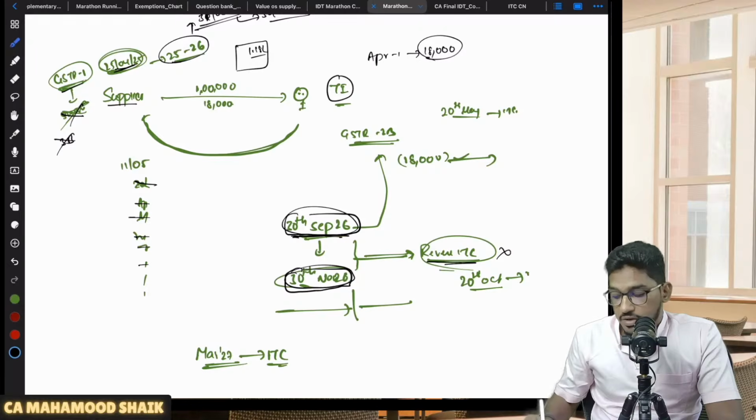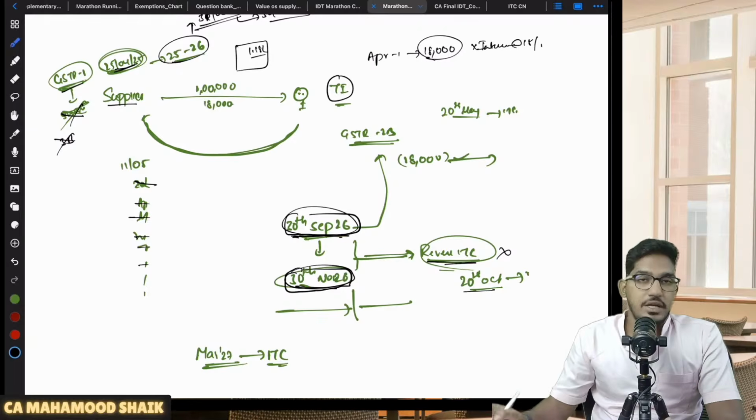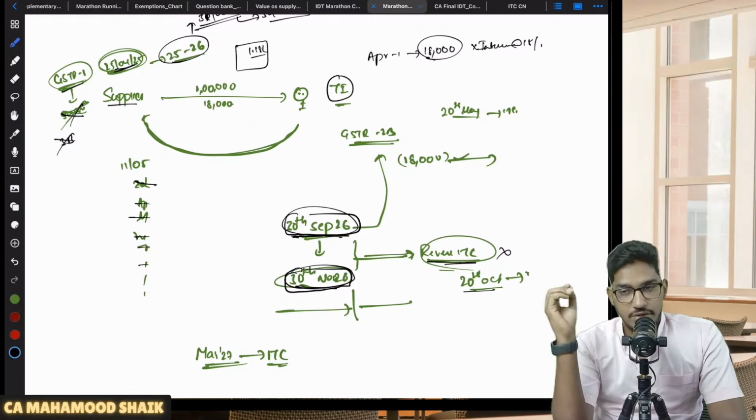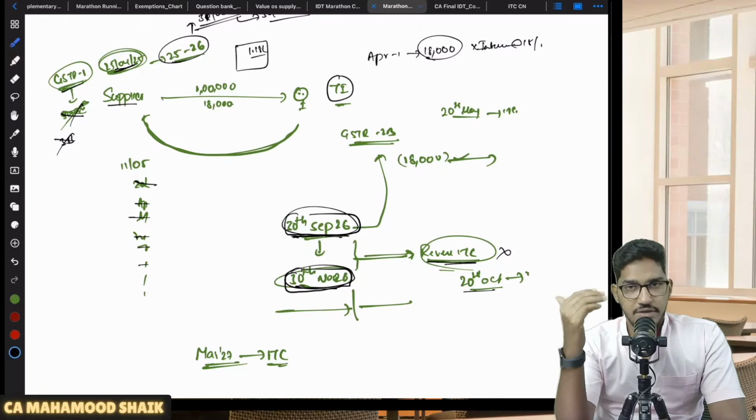So you have to reverse that input tax credit. In case you are not reversing it by 30th of November, and you reverse it after 30th of November, then you are required to reverse the amount of ITC you have availed along with interest at the rate of 18% per annum. So before 30th of November, if you are reversing it, no need to pay any interest, just reverse the amount of ITC.